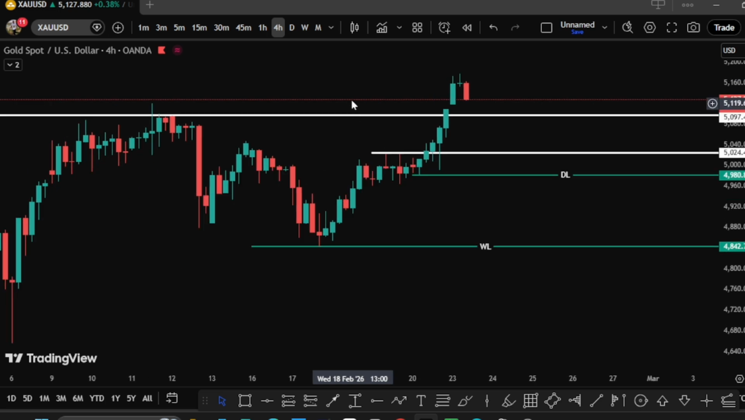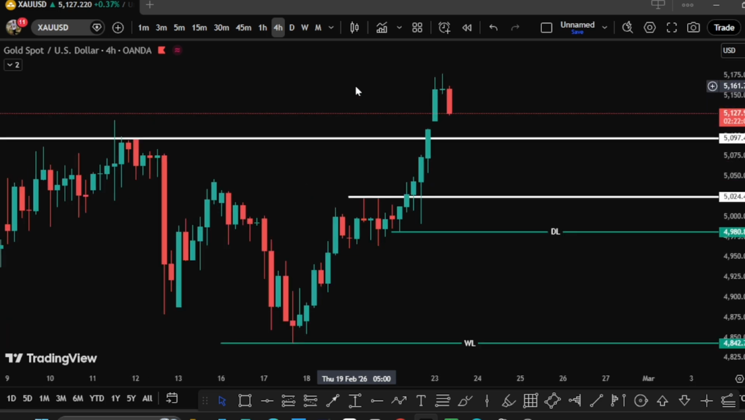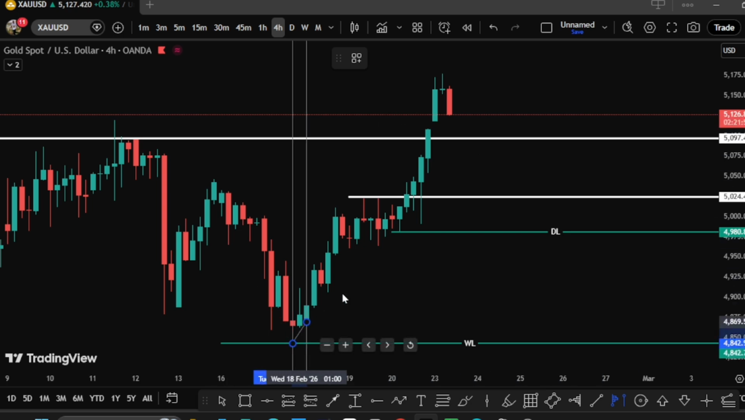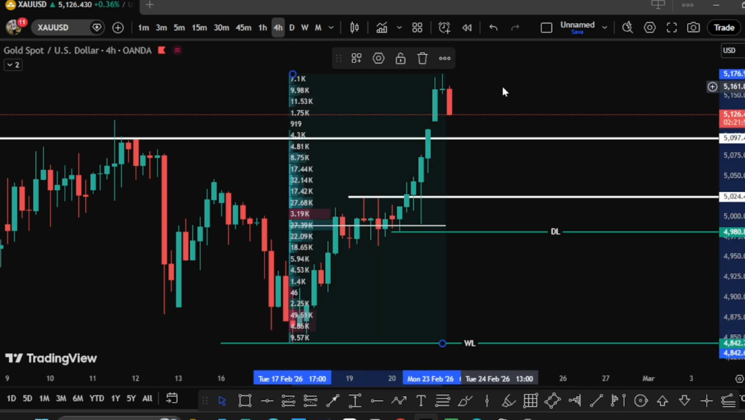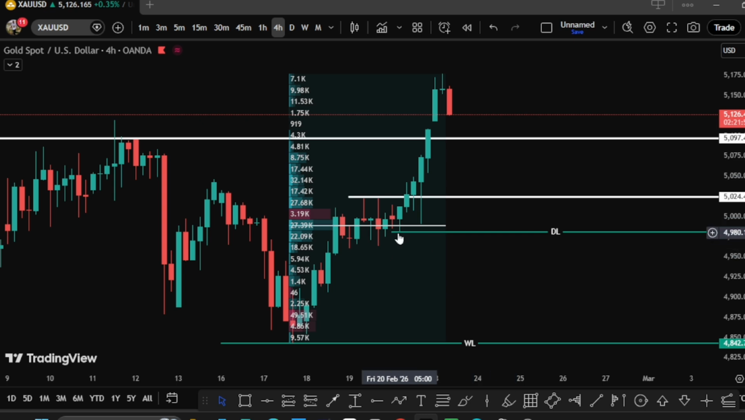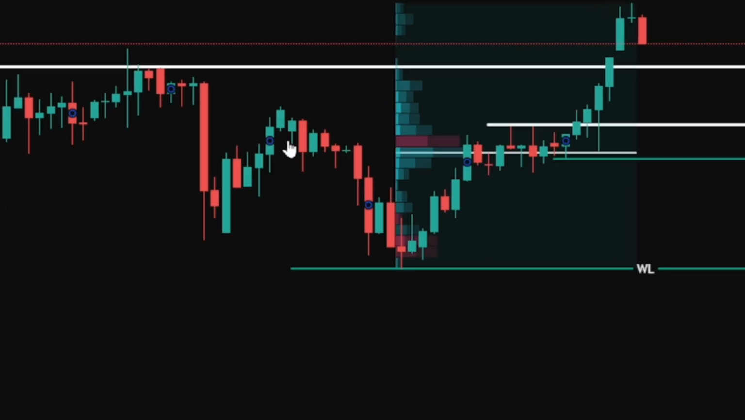But I want to use a volume confirmation tool. What will I use? I take my tool here, which is a fixed range volume. I put it from the low to this high, or I can decide to put it from where the daily low is to high, but I decided to put it from the weekly low to the new high. Okay. And here we want to look where are more buyers.